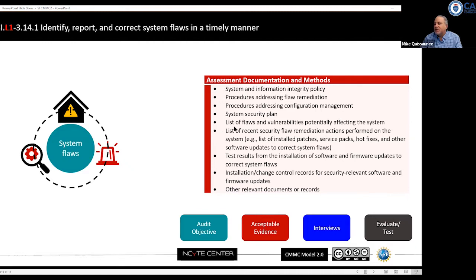List of flaws and vulnerabilities potentially affecting a system. That's where you might have someone in the organization who is keeping up to date on all of the recent vulnerability news. So connecting to the CISA website and getting the bulletin of vulnerabilities and being able to identify, even on a weekly basis, what new vulnerabilities have shown up for any of the devices or the systems that we use.